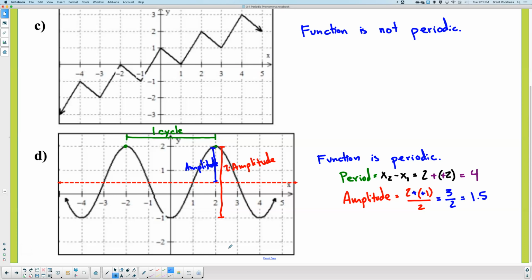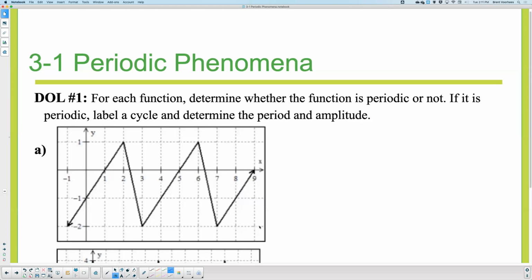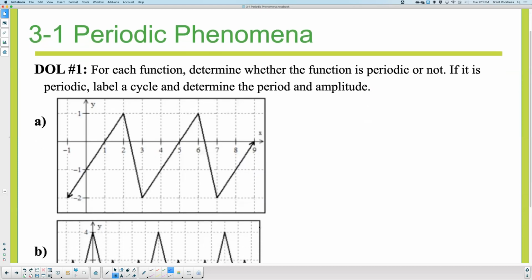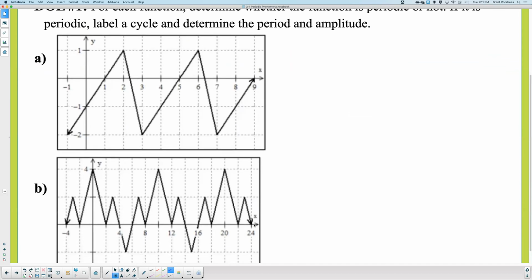Okay, so with that, I'm going to bring you to your first DOL. Determine if these are periodic, and if it is, label a cycle and determine the period and amplitude.